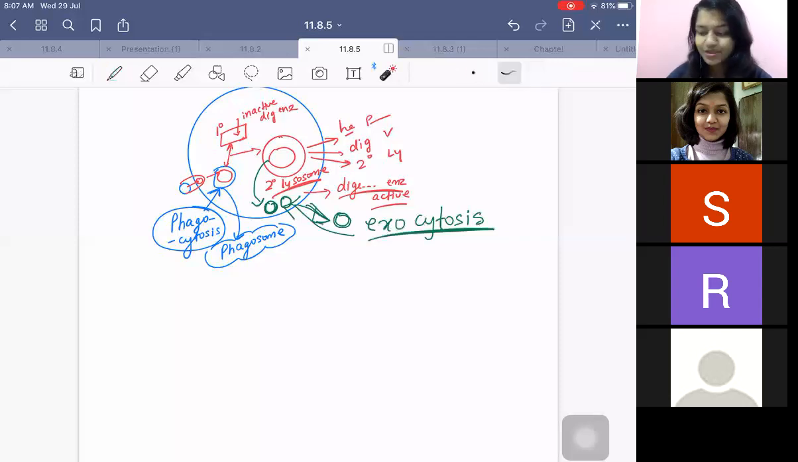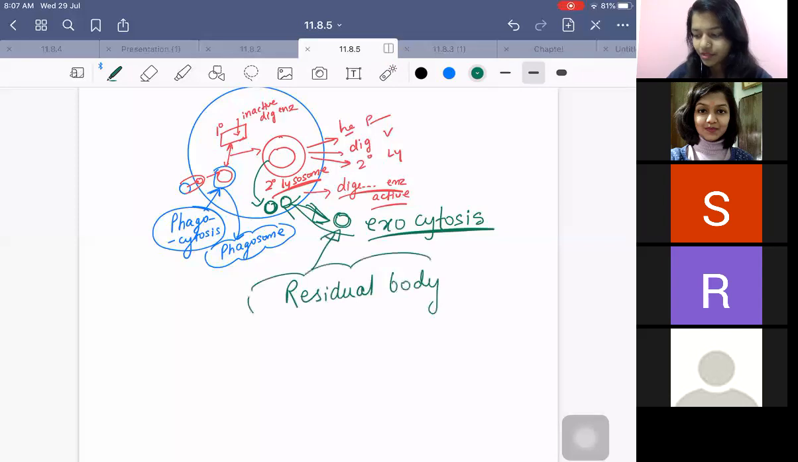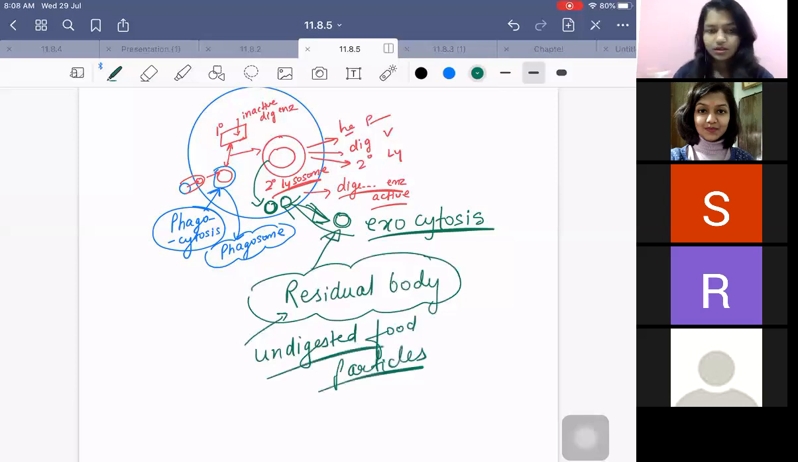Exocytosis means what? Exo means outside, cytosis, outside the cell. So exocytosis is happening. And these are residual bodies, which contain undigested food particles. This is something which you got rid of. You have given it out of the cell.